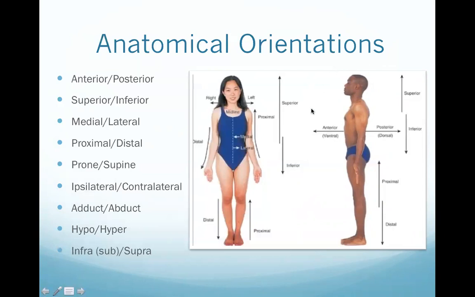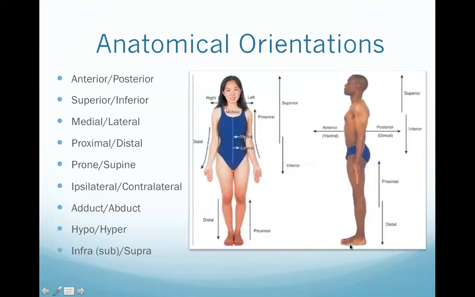And you can see it on this right picture over here. The gentleman here, anterior is to the front and posterior is to the back. Superior is to the top. Again, we can see it on the gentleman. Superior is to the top, so your head is superior to your feet, and your feet are inferior to your head. So the term towards the top means superior, and towards the bottom means inferior.